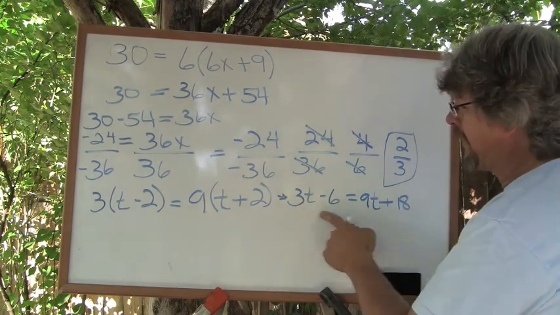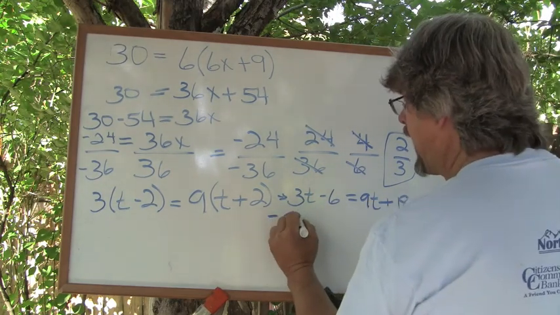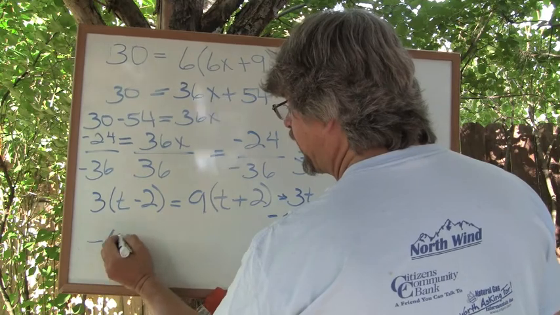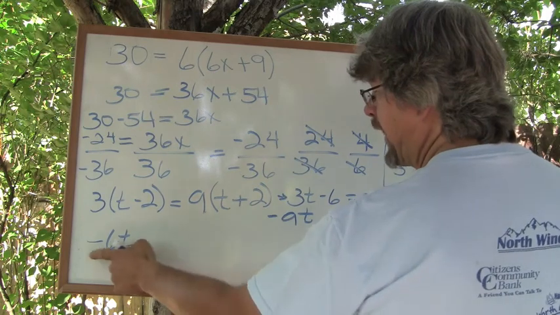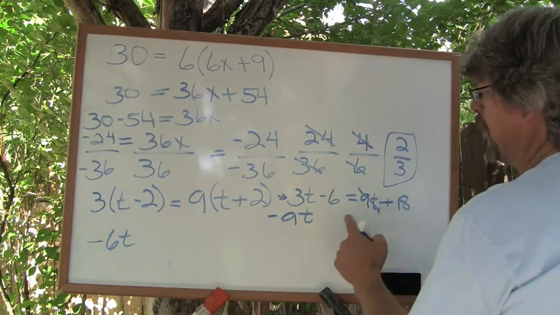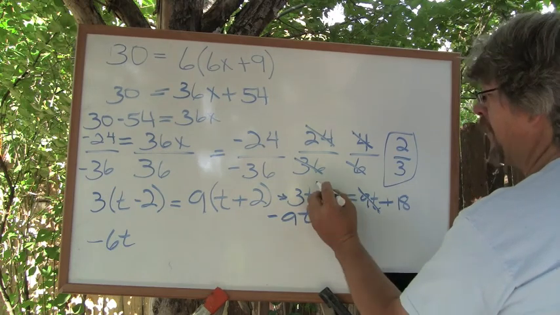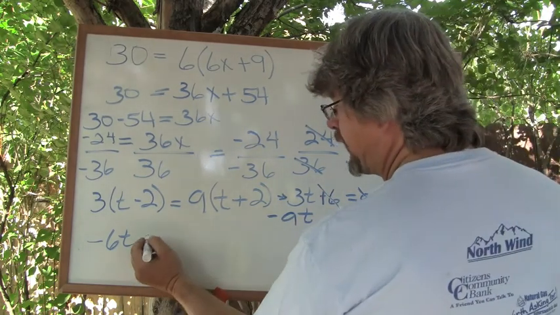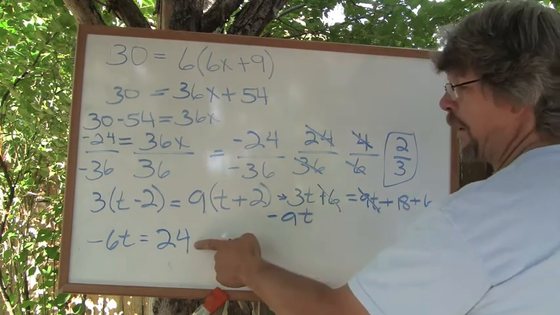We want the t on the same side, so let's subtract 9t. If we subtract 9t, we end up with negative 6t, since 3 minus 9 is negative 6. That eliminates the 9t here. Now we want to add 6 to both sides. That cancels the two 6's and adds a 6 here. So negative 6t equals 24, since 18 plus 6 is 24.